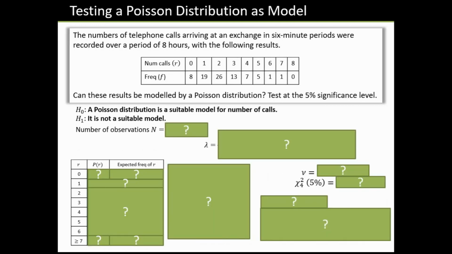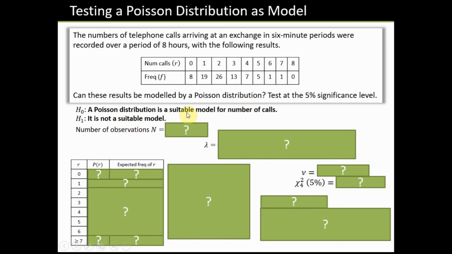One final example using the Poisson distribution. So here we've got the numbers of telephone calls arriving at an exchange in 6-minute periods were recorded over a period of 8 hours with the following results. Can these results be modelled by a Poisson distribution? So again here we're told we're testing a Poisson distribution, but we haven't been given a value of lambda, so we're going to have to estimate that.